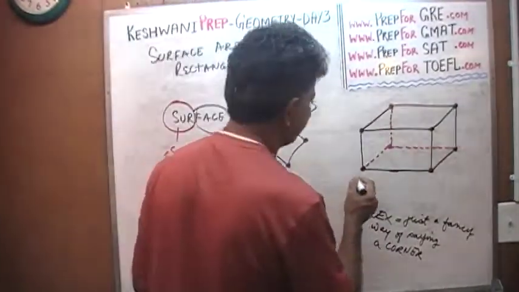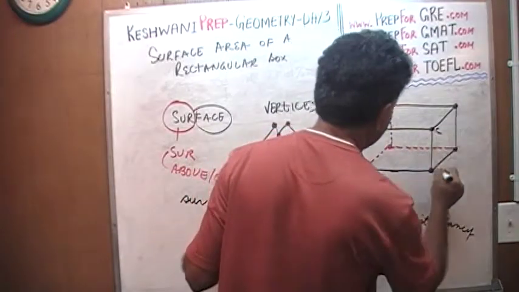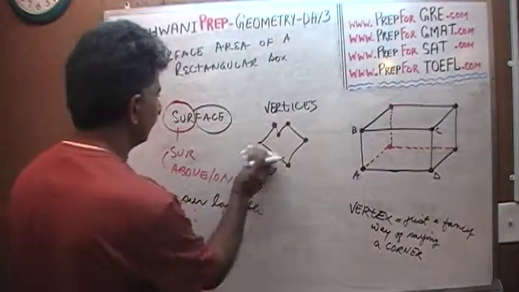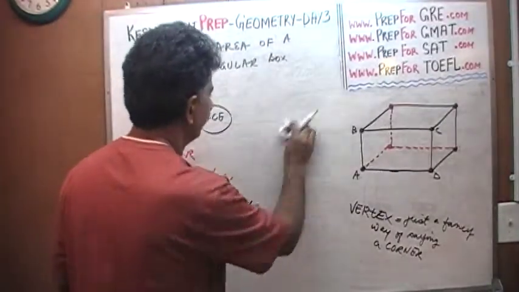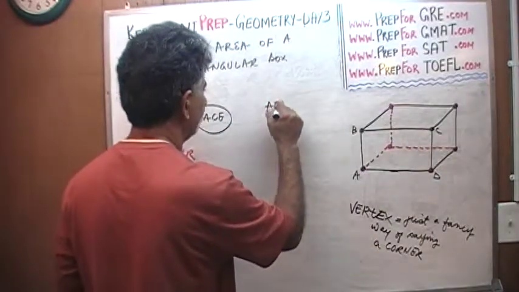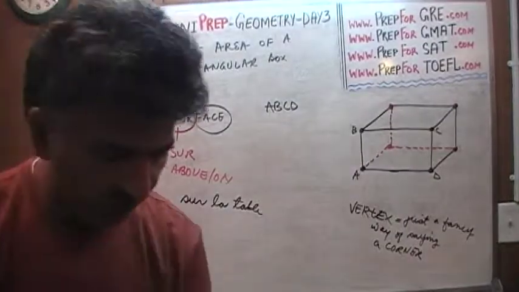Let's start with here. Let's talk about the first face. A, B, C, D. That's the face. That's called one face. It's going to have 6 faces. A, B, C, D. That's one face. Similarly, it's going to have the face in the back.